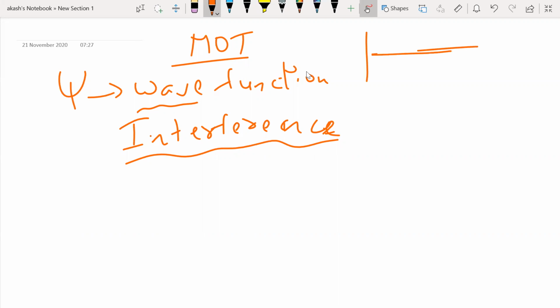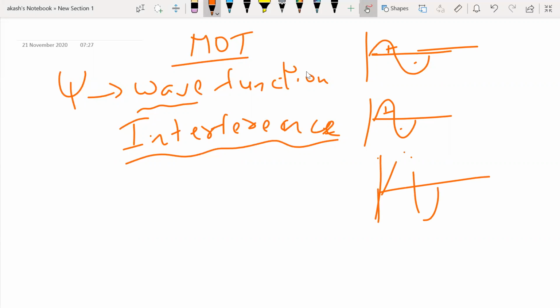Say if I have a wave like this, right? And say I have another wave like this. Now, if they constructively interfere, what do you mean by constructively interfere? The maxima and the maxima will interact together, and the minima and the minima will interact together. Correct. So this is going to produce a very big wave like this, right? Because the positive got added and the negative got added. This is my constructive interference.